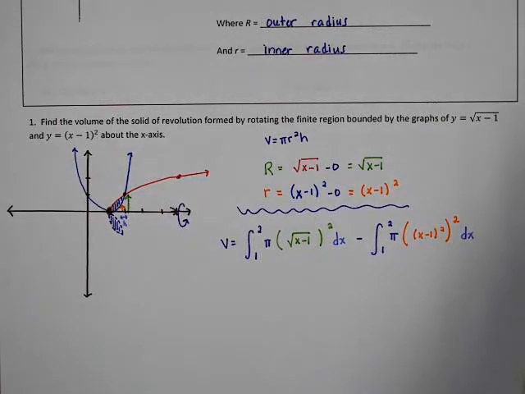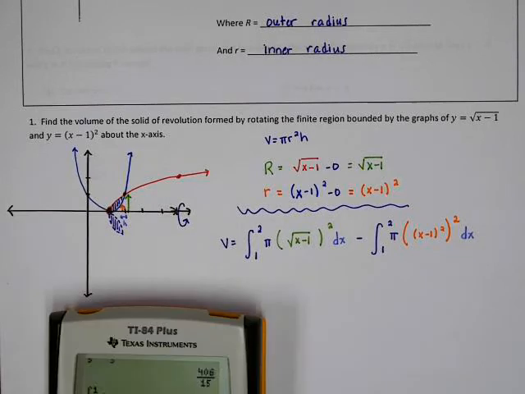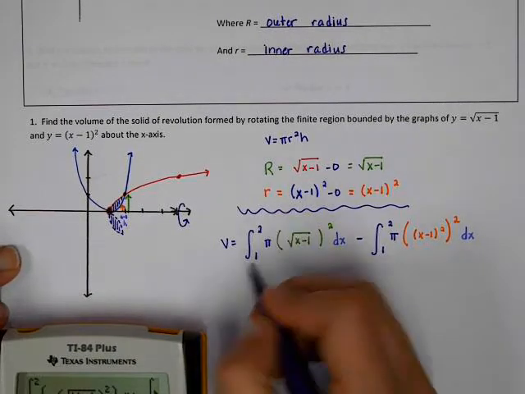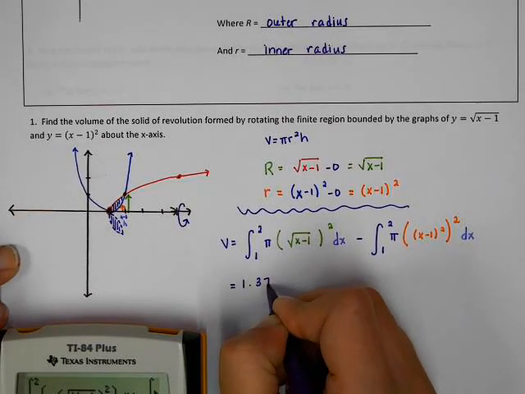Now from here I'm totally okay if we just type it in. The setup here is really the harder part. So I would go to math option 9, integral from 1 to 2, pi parentheses square root of x minus 1 squared dx, minus math 9 integral from 1 to 2 parentheses x minus 1 squared squared again dx. And I would get that my volume is 1.371.